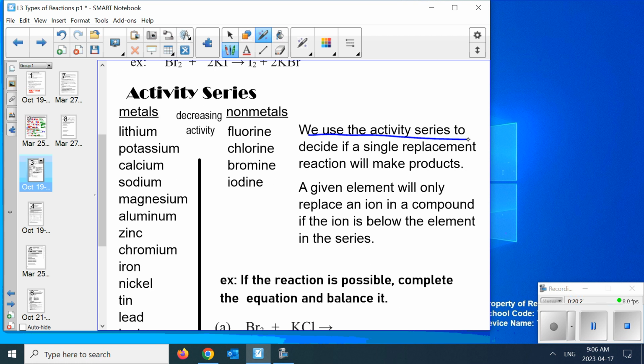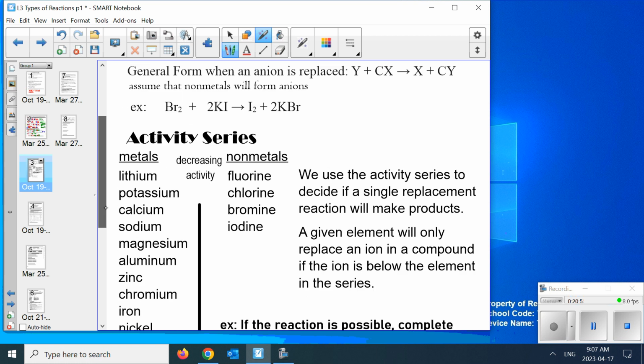Use this activity series to decide if a single replacement reaction will make any progress. Sometimes there's no reaction. A given element will only replace an ion in a compound if the ion is below the element in the series. Now that's needed. This activity series is needed if I don't give you the properties. I'm going to go back up and use this activity series to confirm.